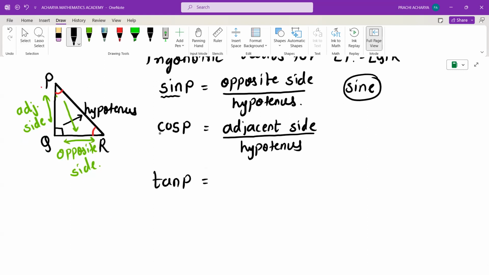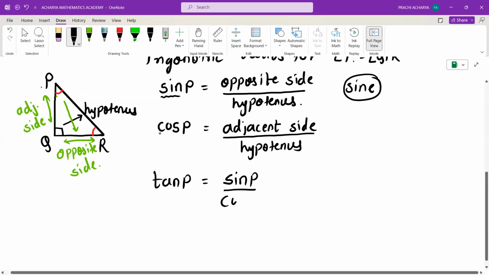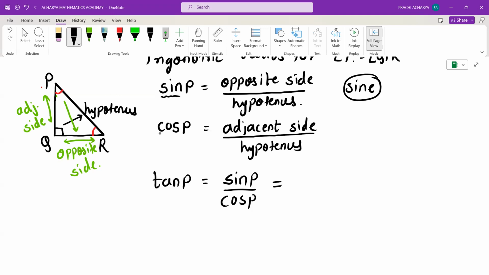Tan P is nothing but, let me make this task easy for you. Tan P is nothing but the ratio of sin P upon cos P. This we can identify so easily, that sin P and cos P have the same denominators. So while dividing them, they will get cancelled and we will be getting the ratio of... let me show you that also. Let's write the sin P ratio first.